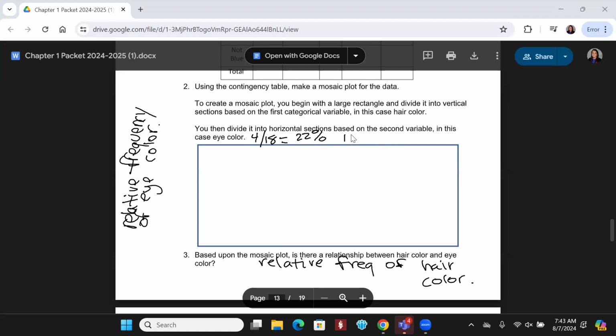The next one, we had brown hair, blue-eyed out of the total brown-haired people. 3 out of 11. That's 27%. And then the last one, 15 out of 22. That's going to be 68%. Why are we calculating all the percentages? Because we're looking at relative frequency. When we do the mosaic plot, we're doing relative frequency. Everybody good?